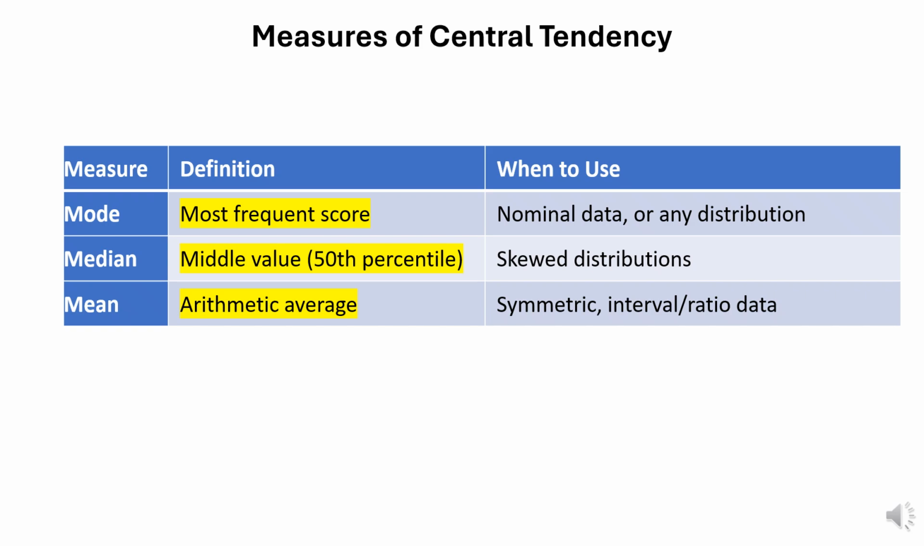Measures of central tendency. In descriptive statistics, measures of central tendency help us summarize a dataset by identifying its typical or central value. The mode is the most frequently occurring score in a distribution. It is the only measure that can be used with nominal data, e.g., most common blood type or eye color, but it can also be reported for any distribution regardless of shape.